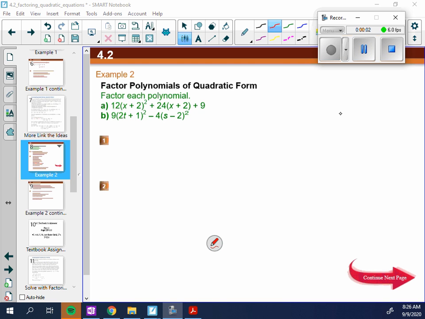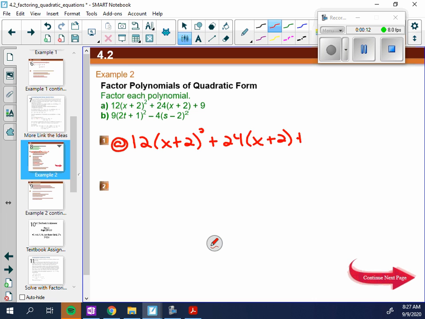So factor each polynomial. So let's do A here. It is 12 bracket x plus 2 squared plus 24 with another x plus 2 plus a 9. Okay? Now, you might be tempted to multiply out this set of brackets with the squared, or bring in the greatest common factor on this one with the 24.